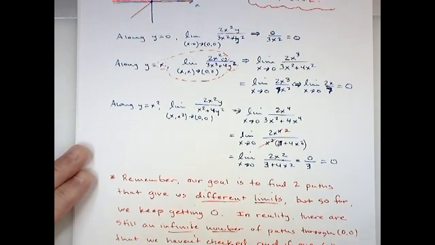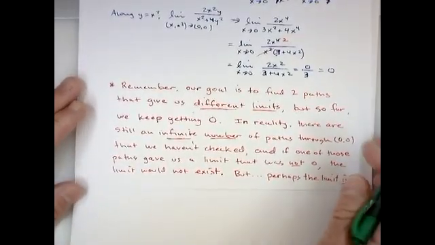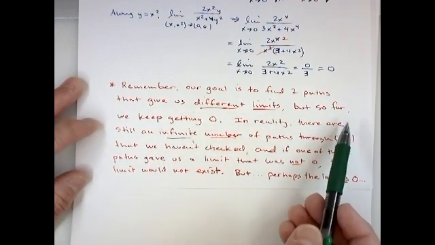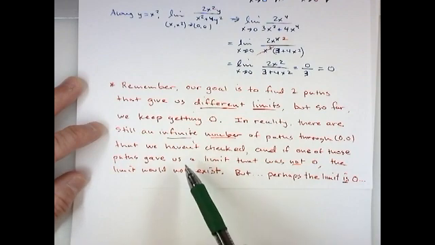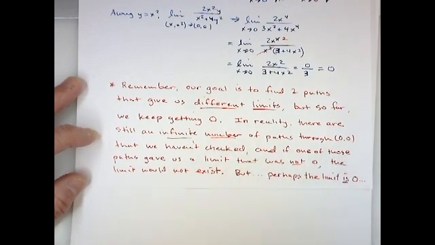So this is kind of frustrating because, as we know, there's an infinite number of paths to check. And our goal, if we're trying to show the limit doesn't exist, is we're trying to find two paths that give us different limits. So far, we keep getting 0, but we know there's an infinite number of paths to keep checking that pass through 0, 0, and all it would take is one of those infinite paths that gives us an answer that's not 0, and the limit would not exist.